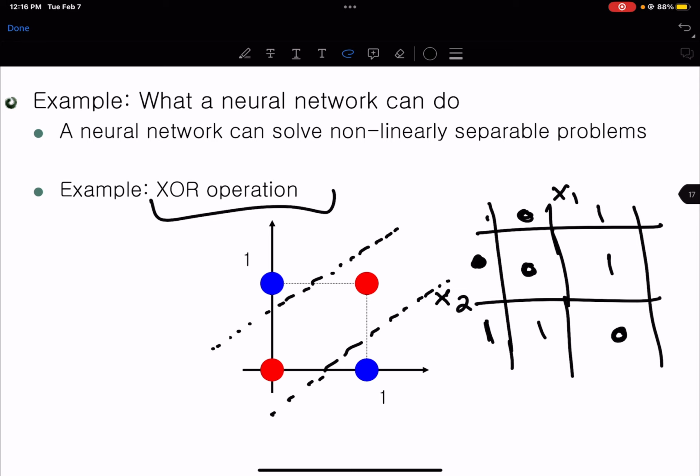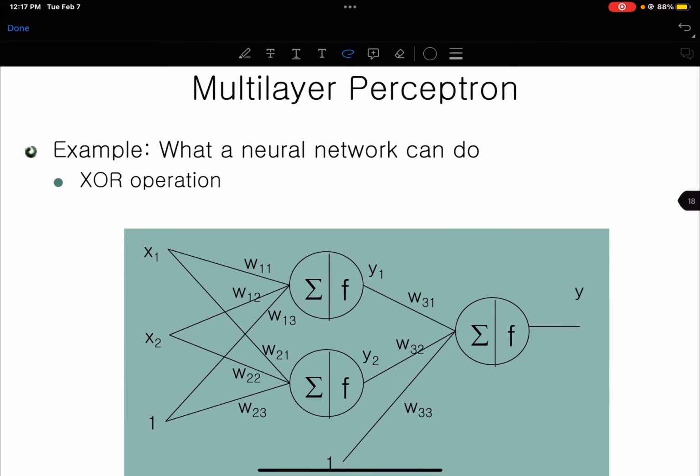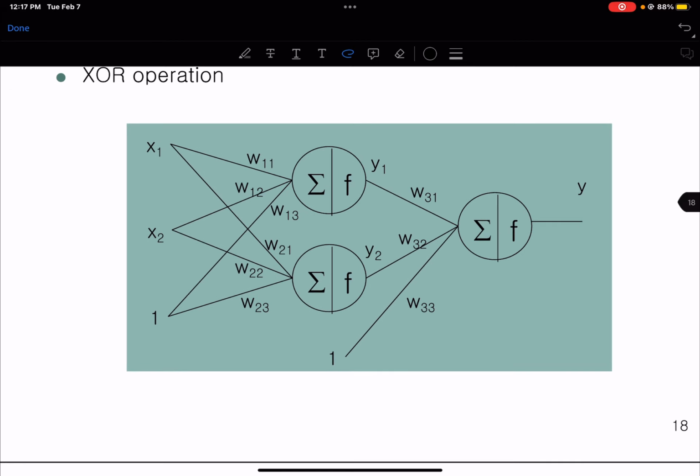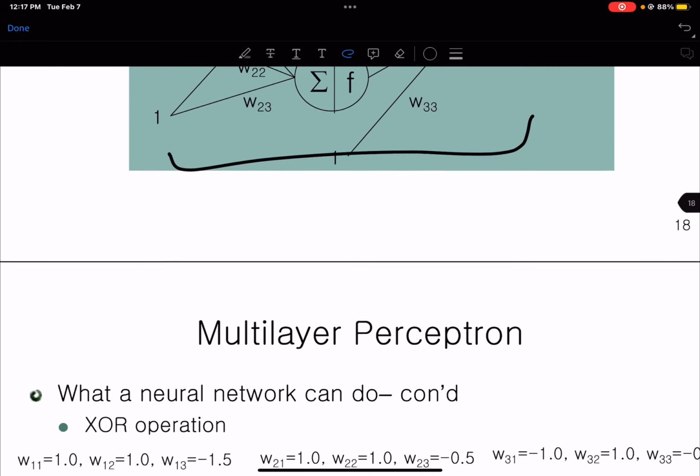So we need two lines here. So for this we call the convex regions, open or closed we can say. So these are the convex regions we have to define to solve this kind of problem. For this we would at least need two neurons, and they will be structured like this. Now let's see how we can solve this.